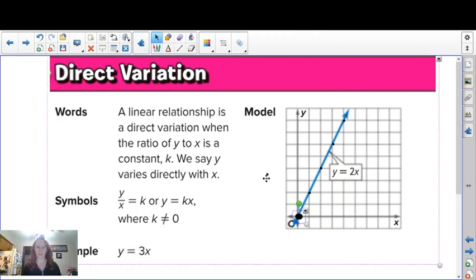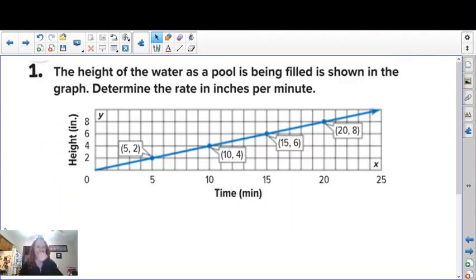So direct variation has to have a constant relationship. A key part of it is it has to be a straight line, but not all straight lines are constant. So we will be able to determine that here coming up, whether it's direct or not.